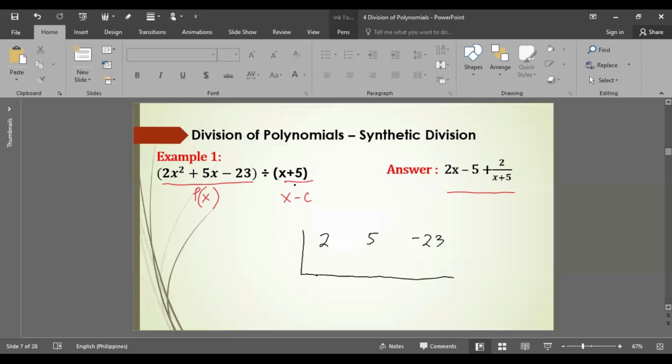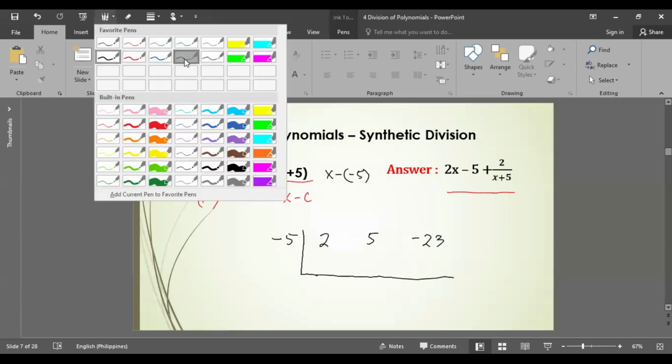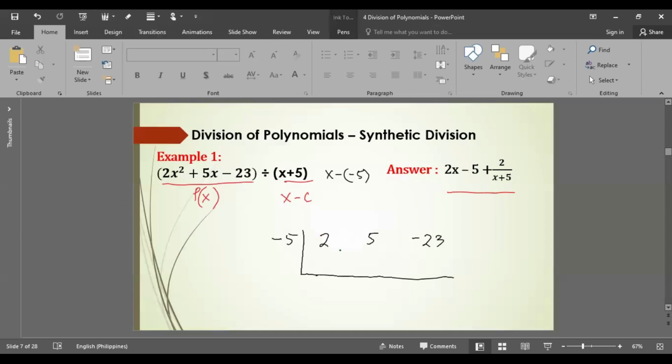It's negative 5, right? Because it is equivalent to x minus negative 5. So the value of C here is negative 5. So we have to put it right here. This is how we perform the synthetic division.